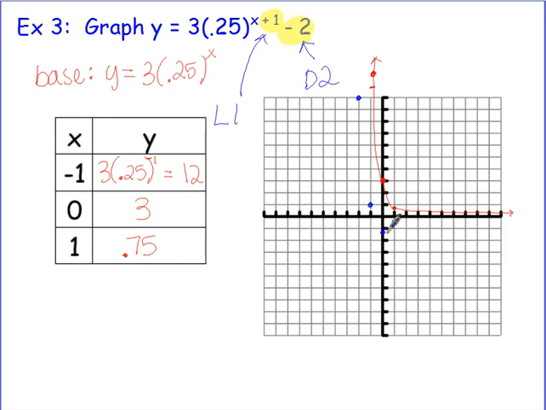And then the final thing that you needed to do was make your asymptote. The asymptote also goes down 2. So 1, 2 down. Make my dashed line.